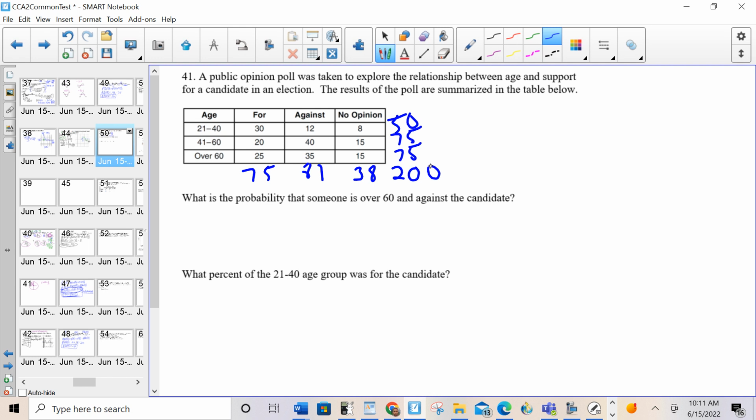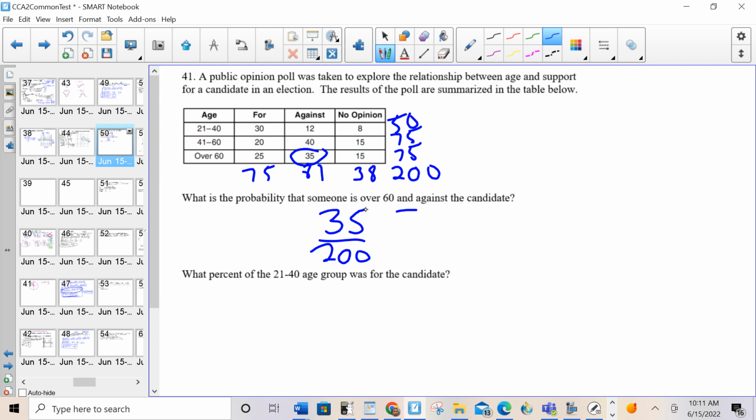So, keywords: and will always be over the total total. So if you see two things that it's talking about and the word and between them, your denominator will always be your total total. Also, if it's asking for one thing, your denominator would be your total total as well. Out of those 200 people, how many are over 60 and against the candidate? 35. There's no formulas to use for this. If they give you a two-way table, you just pull your fraction from the two-way table.